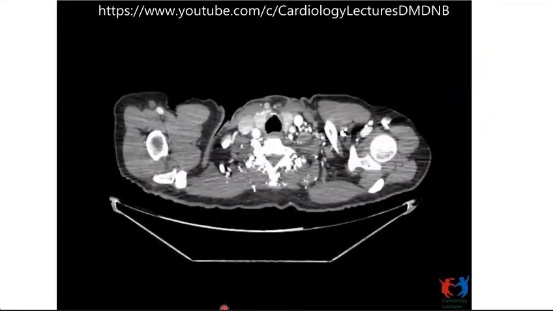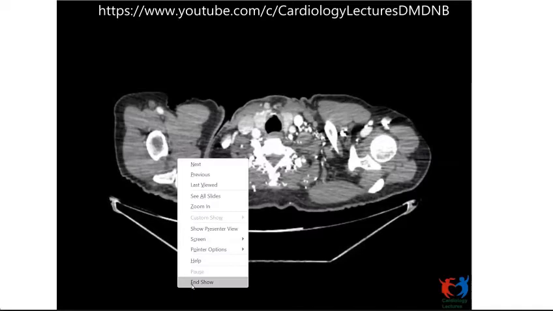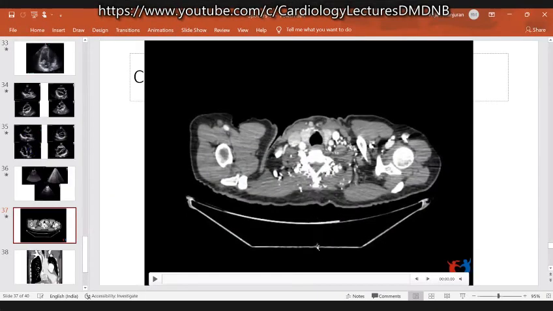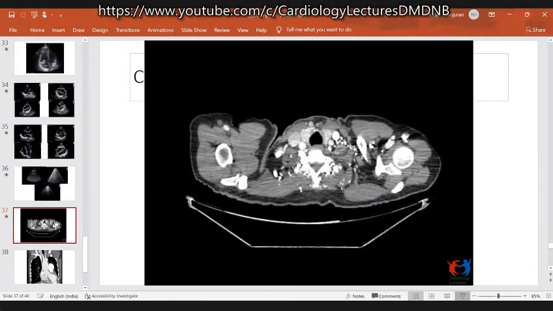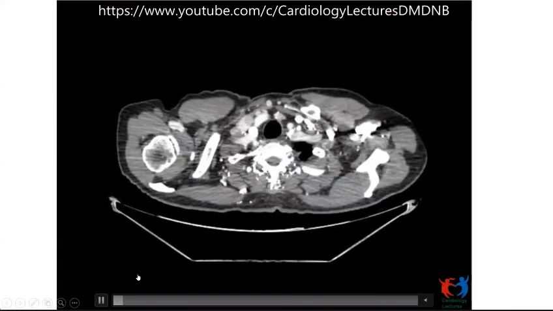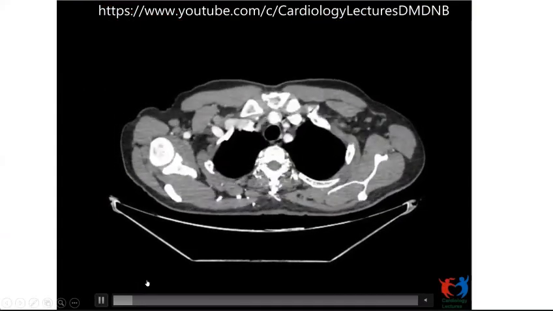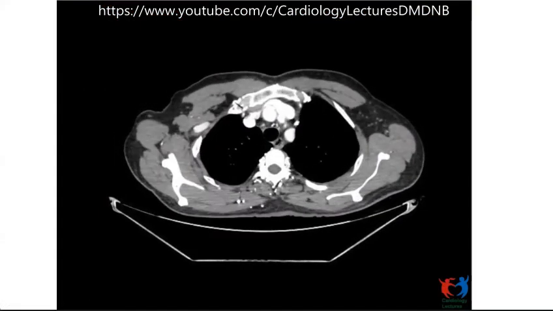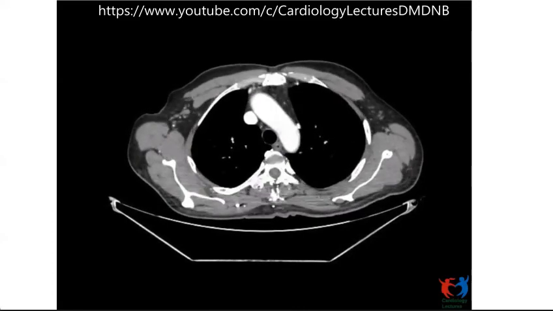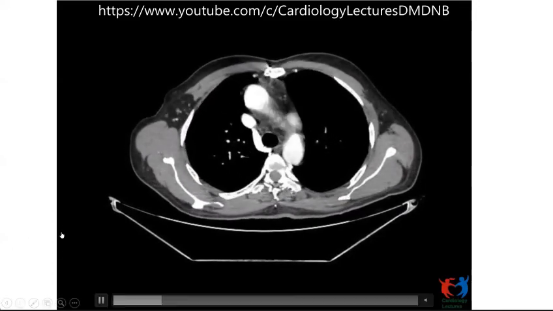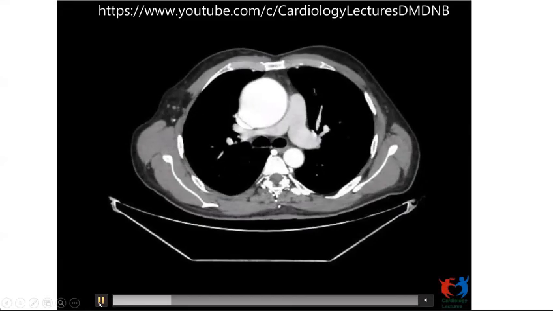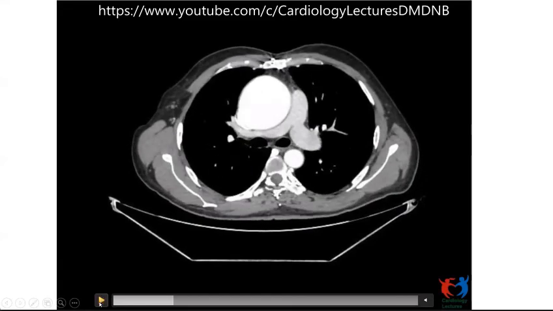Okay, this is the CT. You have to interpret the CT. What do you find there?